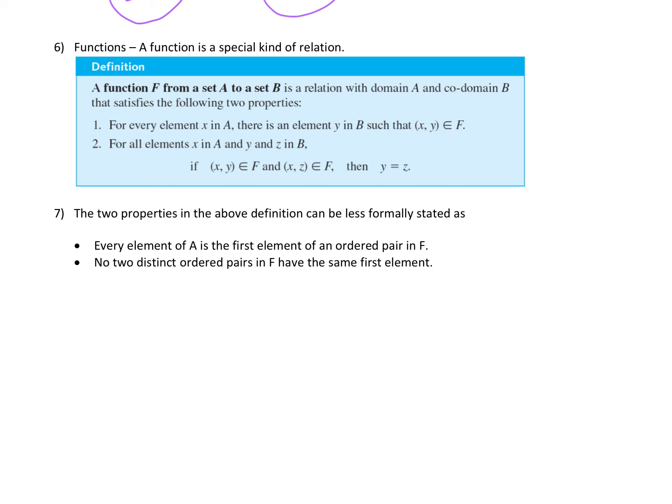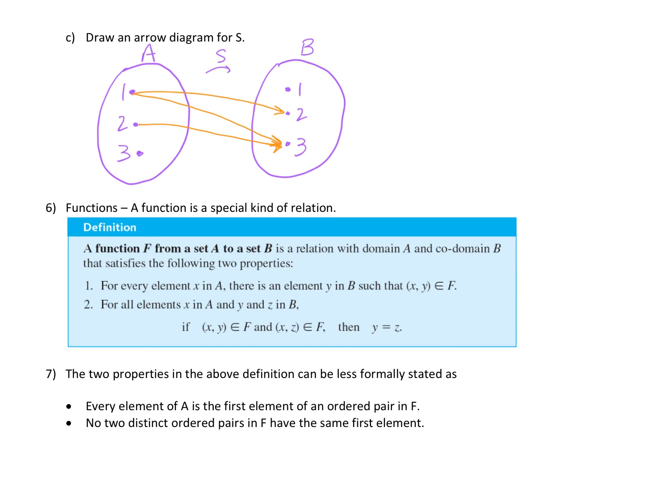So let's go back and look at what we just drew here. 3 is an element in A that does not have an element in B that corresponds to it. So this is not a function. It fails number 1. For every element x in A, there is an element y in B such that the two are related, so (x, y) would have to be in F.